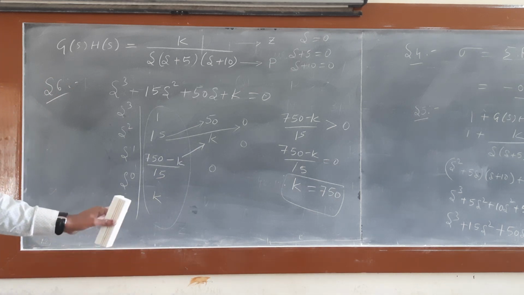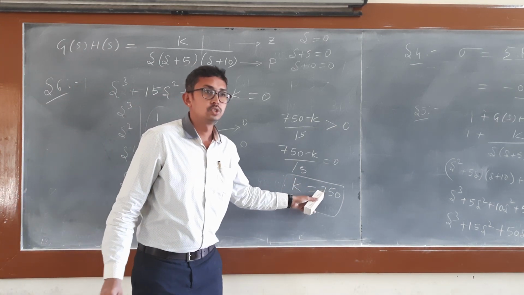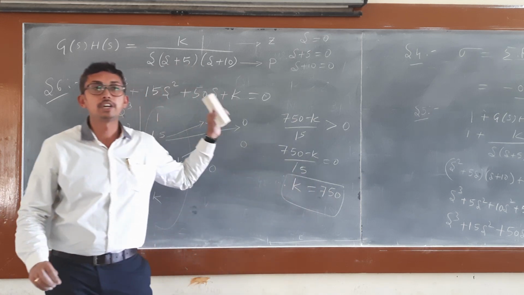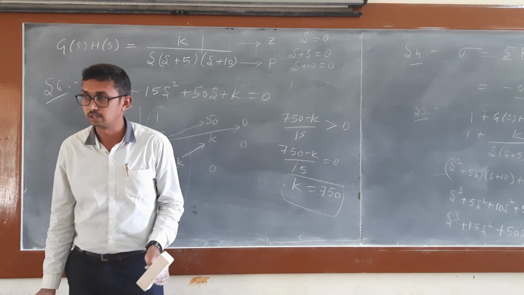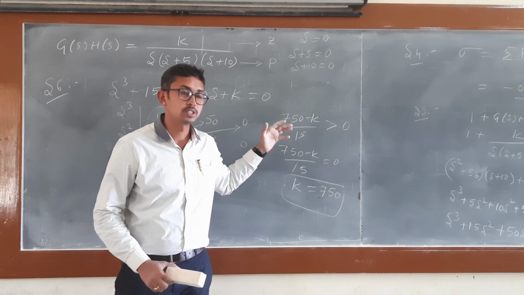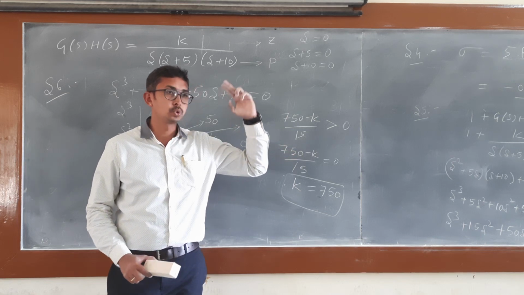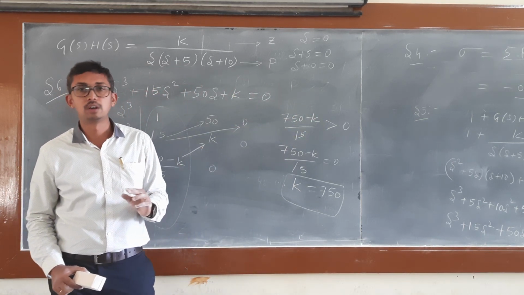Is it right? So k is equal to 750. After finding the value of k, what is the main intention? We need to find the intersection of the root locus with the imaginary axis. So we need to consider an auxiliary equation. We used to do it in the previous unit, right? So how do we find the auxiliary equation?